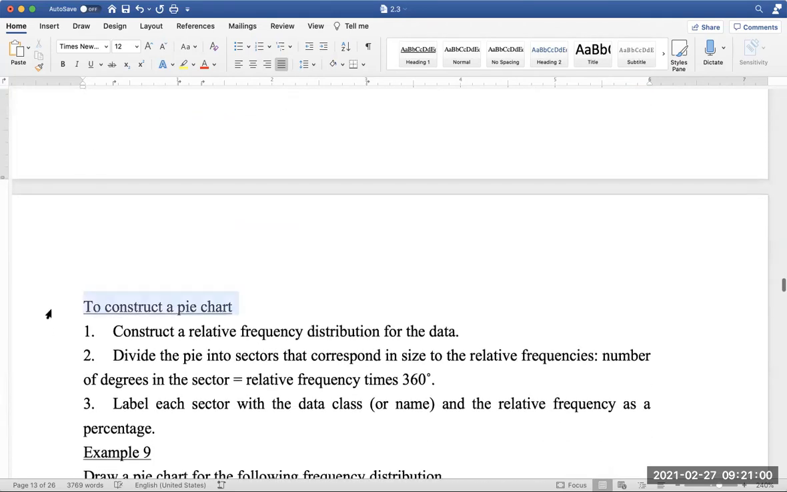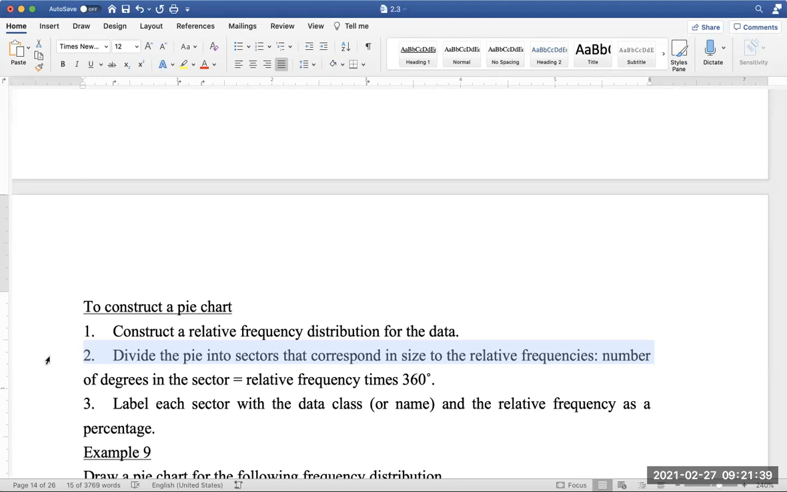To construct a pie chart, you first construct a relative frequency histogram. And then let's do this in degrees. There are 360 degrees in a circle. This goes back to the Babylonians, because there are 360 days in a year in the Babylonian calendar. And so there are 360 degrees in a full circle.